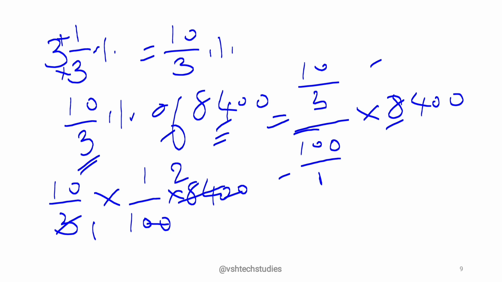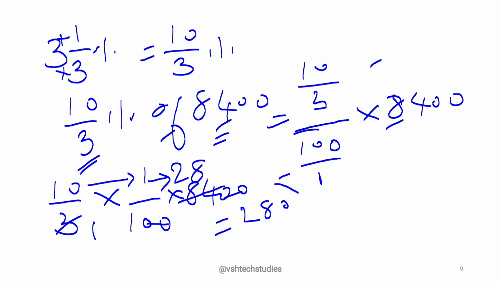2 and 4 means 24. So 3 8s are 24. Now 10 into 1 is 10. 10 into 28 is 280. Okay, that is equal to 280.